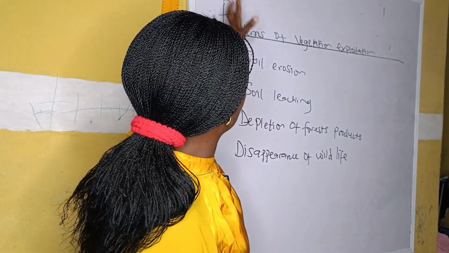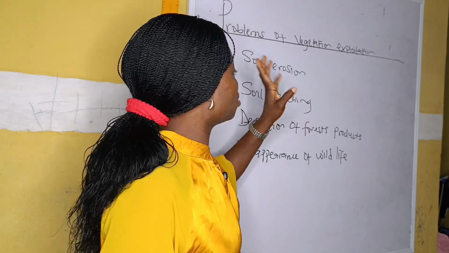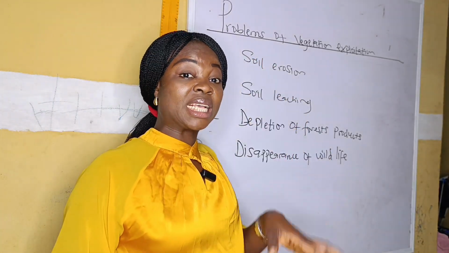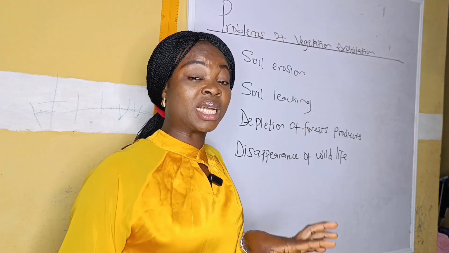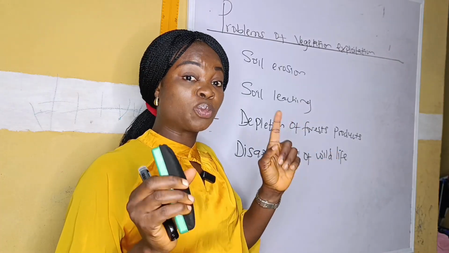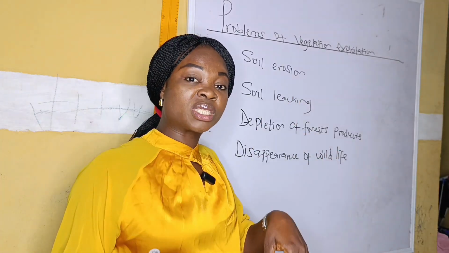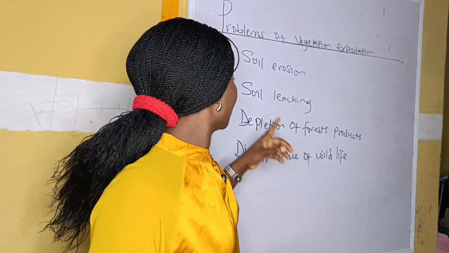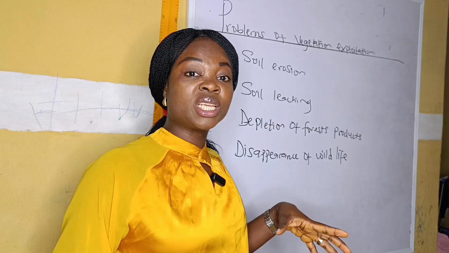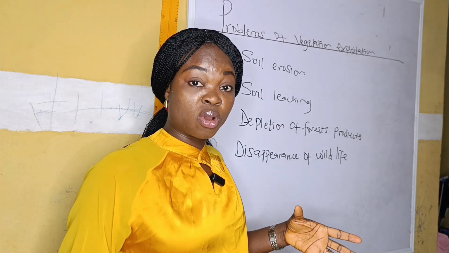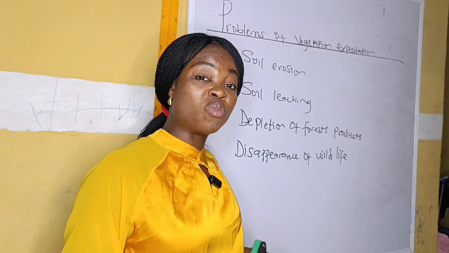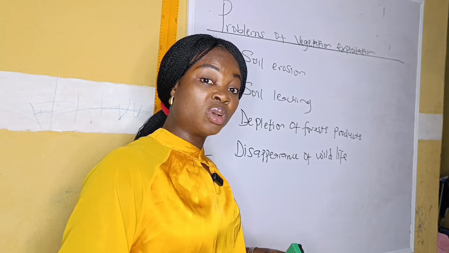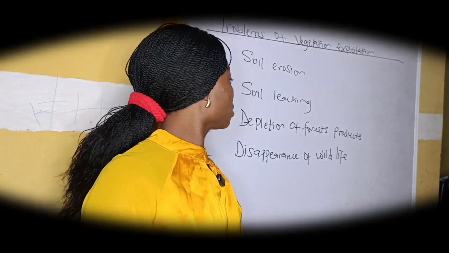So let's talk about the problems of vegetation exploitation. The first one is soil erosion. If there's excessive cutting down of trees, it leaves the soil bare, exposing it to wind and water erosion. Okay, that's washing away the topsoil. The next one is soil leaching. Soil leaching is when there's exposure of the soil leading to washing away of the nutrients of the topsoil below the surface of the soil.